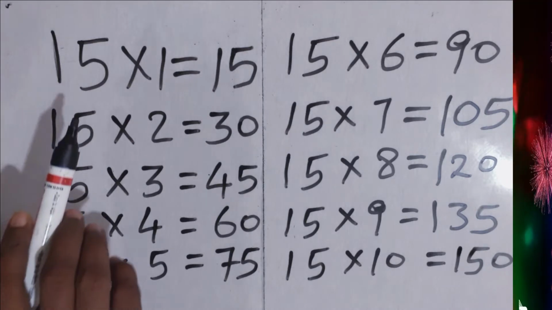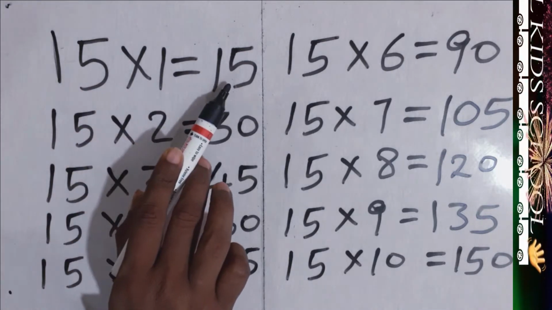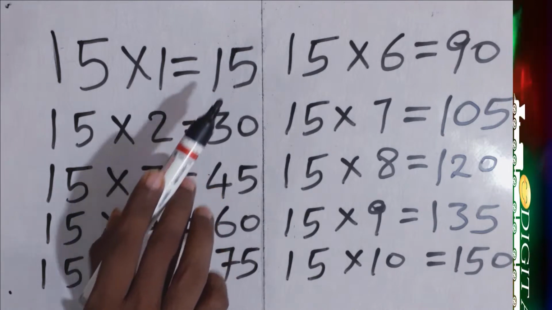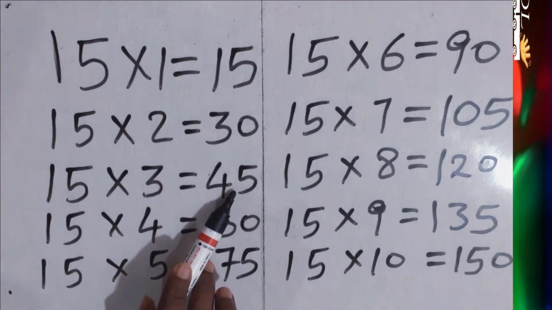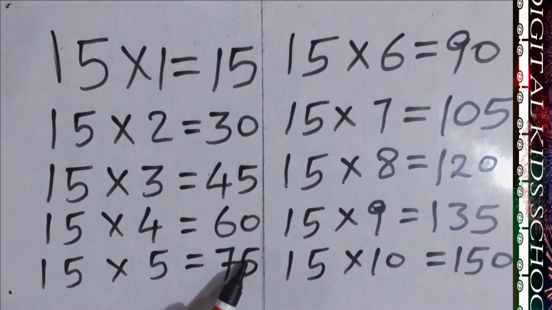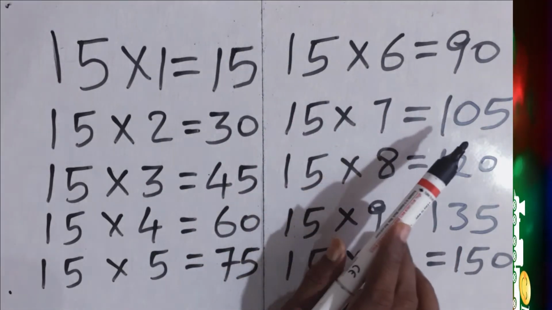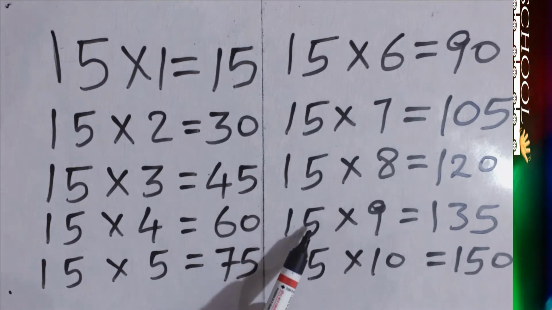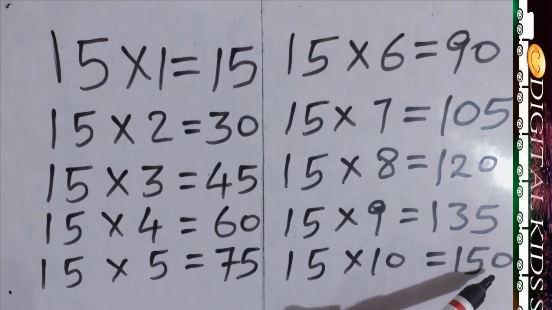Dear students, once you repeat this 15th table, 15 1 ja 15. 15 multiplied by 1 is equal to 15. 15 2 ja 30. 15 3 ja 45. 15 4 ja 60. 15 5 ja 75. 15 6 ja 90. 15 7 ja 105. 15 8 ja 120. 15 9 ja 135. 15 10 ja 150.